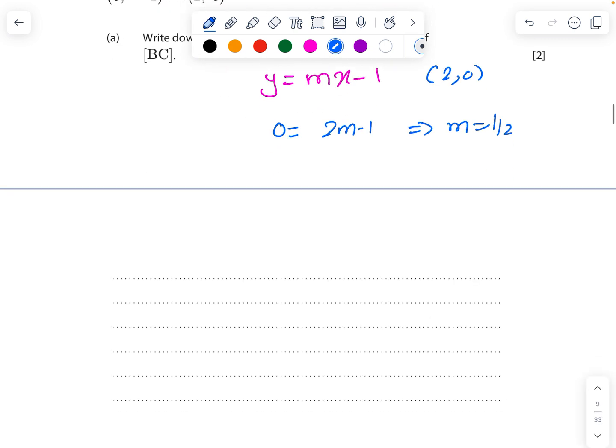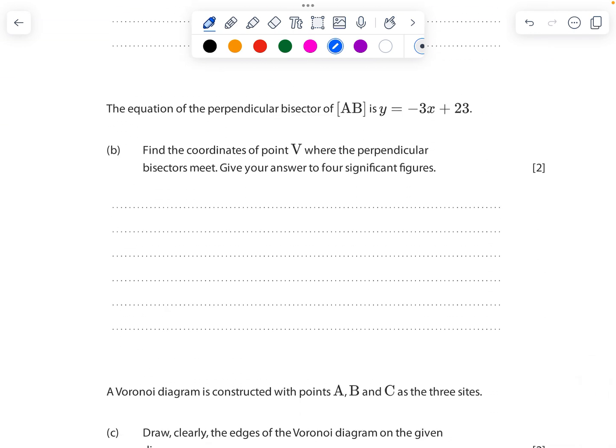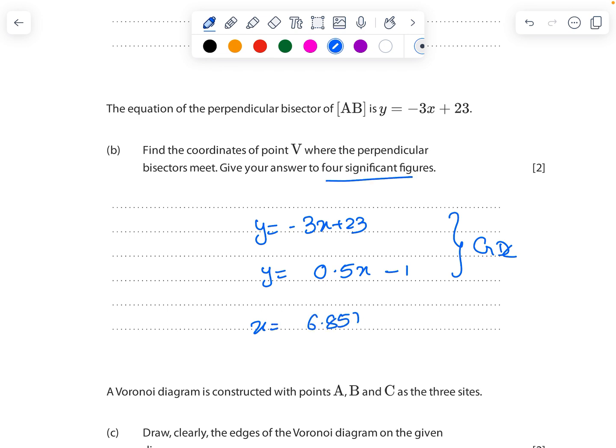So what will be the equation? y equals half x minus 1. This is a 2 marks question. Therefore it is done in that way. The equation of the perpendicular bisector for AB is y equals minus 3x plus 23, and y equals 0.5x minus 1. Use the GDC to get the value of x as 6.857, because 4 significant figures, and y as 2.429.